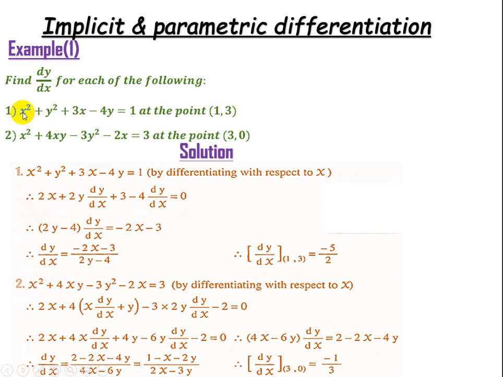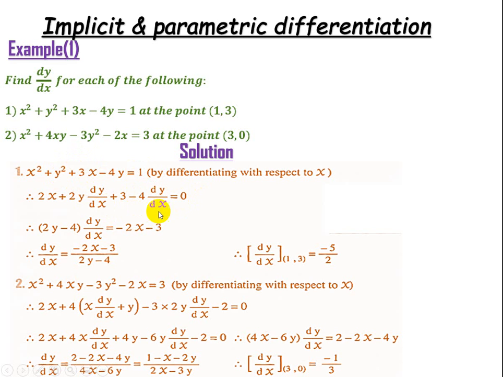So here I have two variables, x and y, and I will differentiate them with respect to x. The derivative of x squared is 2x. The derivative of y squared is 2y dy by dx, because we are taking the derivative with respect to another variable, which is x. The derivative of 3x is 3. The derivative of negative 4y is negative 4 dy by dx, and 1 is a constant, its derivative equals 0.